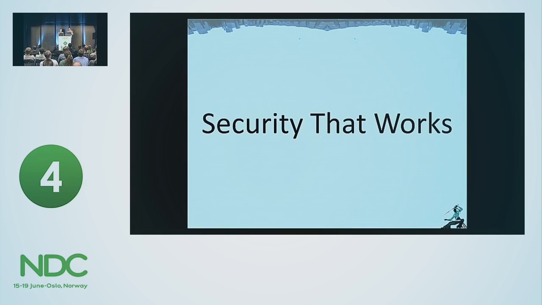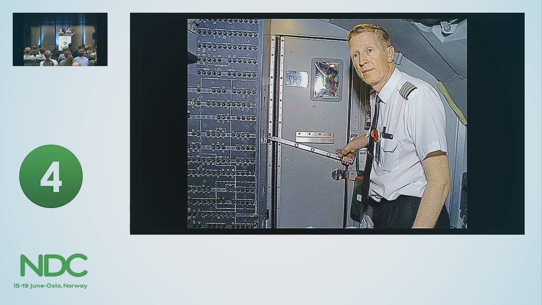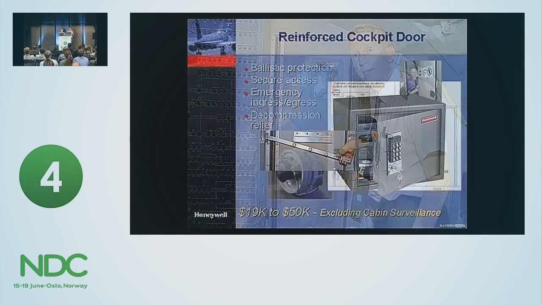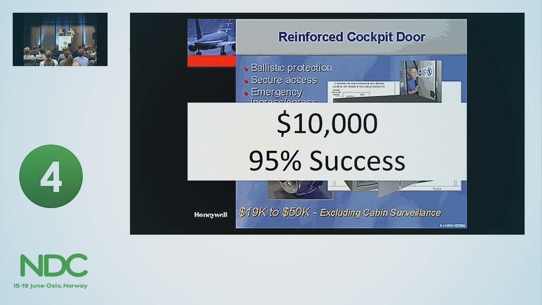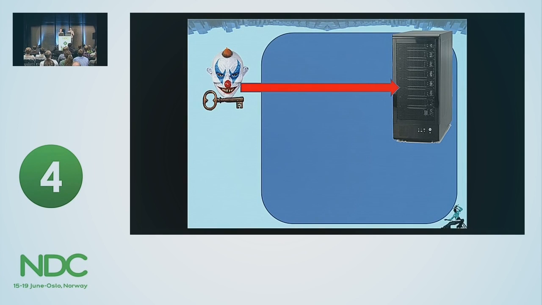And security works in different ways. What does work for airports is a steel bar that stops people from going through a door. There are some security mechanisms for this steel bar, or as we term it, a ballistic protection, secure access, emergency ingress and egress, decompression release system, or a steel bar. And this costs $10,000 with a 95% success rate. And that's what we're looking at.